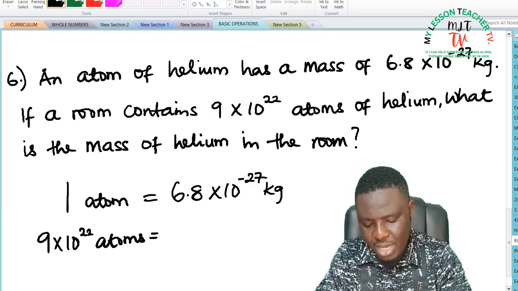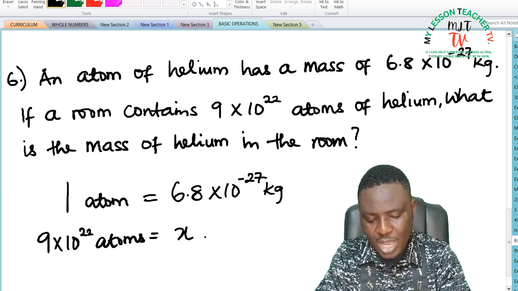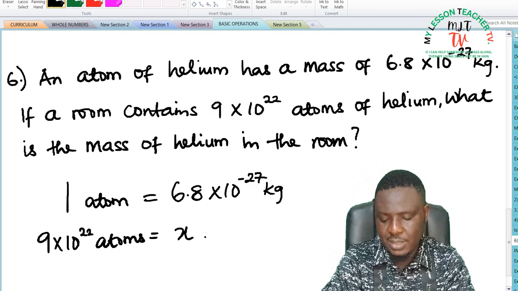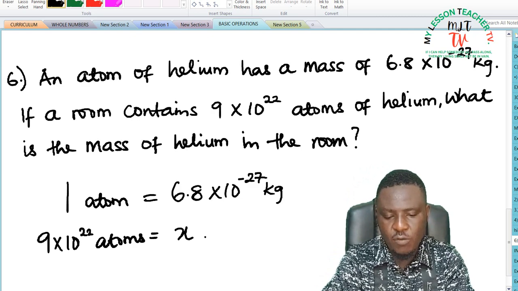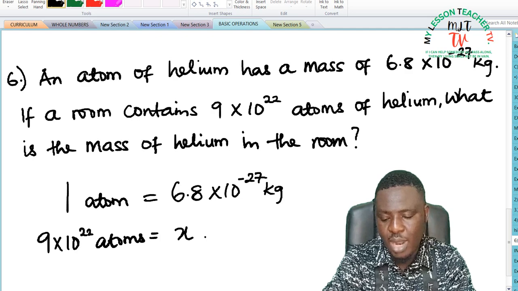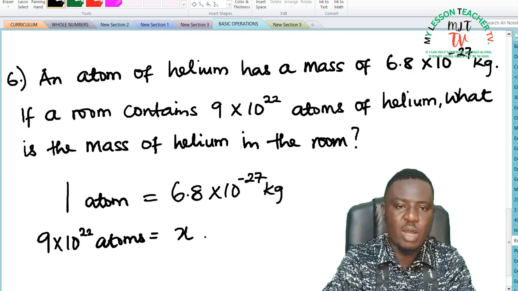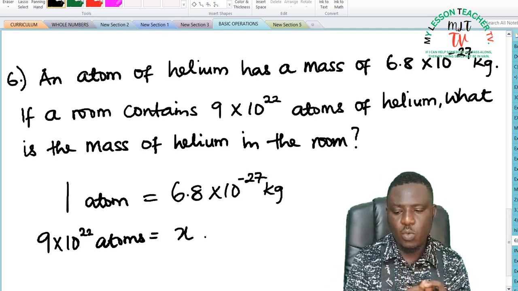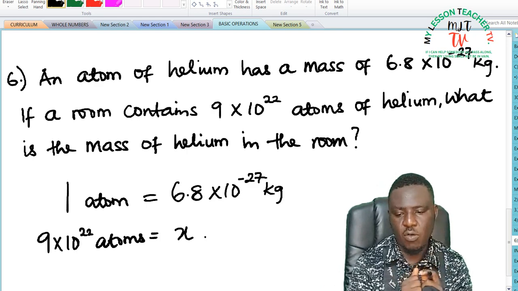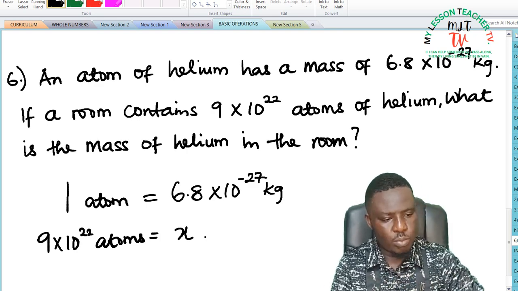So let the mass of 9 times 10 raised to the power of 22 atoms be equal to x. What is x? For us to find x, we are going to multiply. If each of them has a mass of 6.8 times 10 raised to the power of minus 27, we are going to multiply it by 9 times 10 raised to the power of 22. That will give us the total mass of helium in the room.